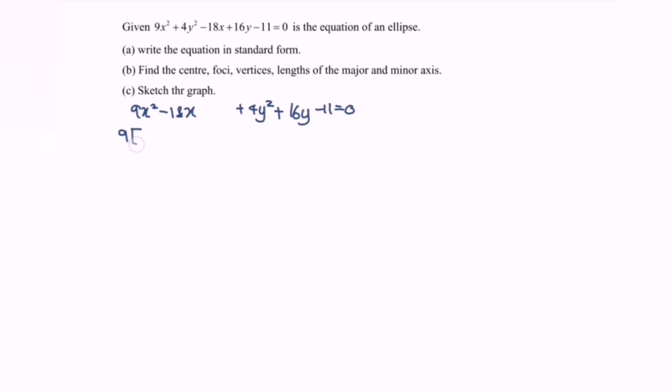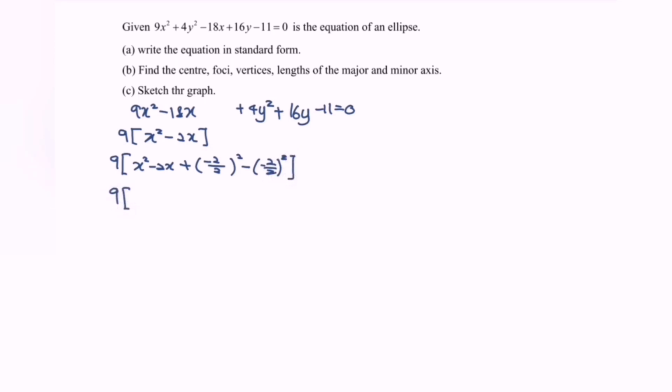So 9 bracket where we have x squared minus 2x. Next, completing the square where we have 9 bracket x squared minus 2x plus bracket square. So we have negative 2 over 2 minus negative 2 over 2 squared.